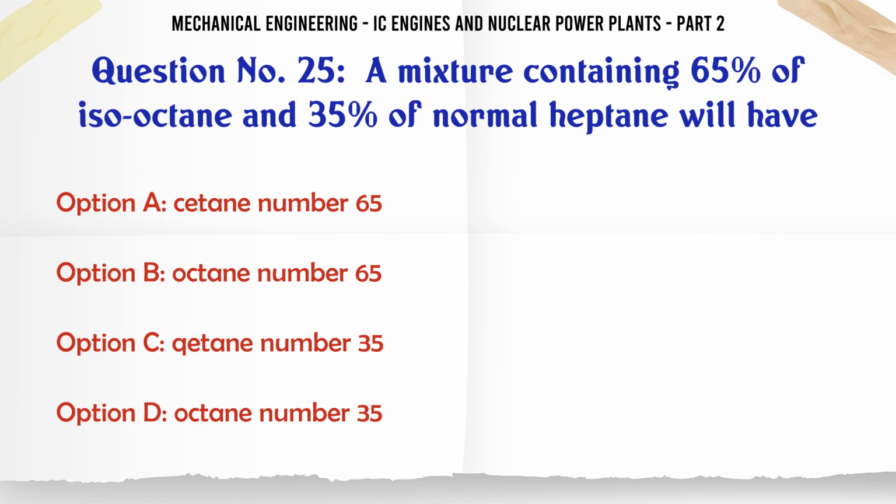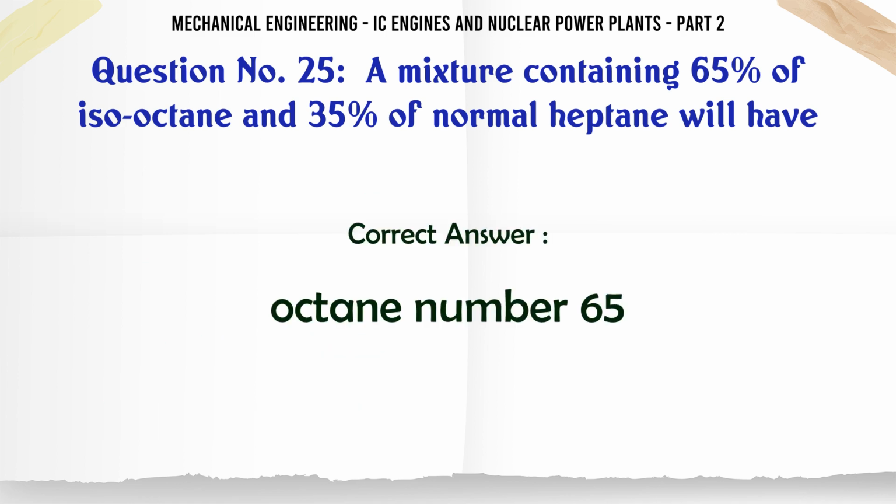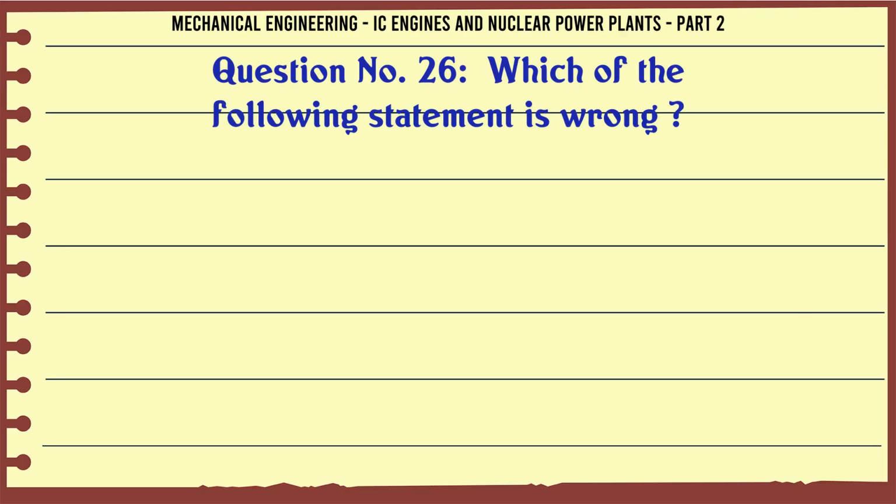Ethane number 35. D. Octane number 35. The correct answer is octane number 65. Which of the following statements is wrong?